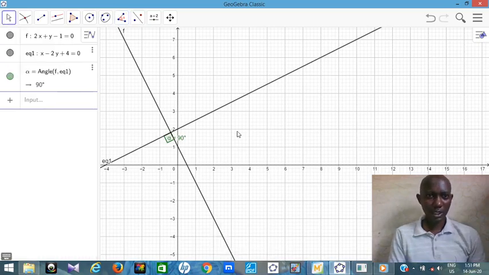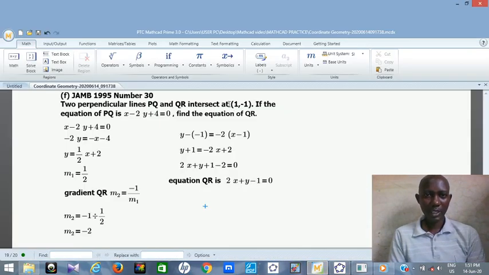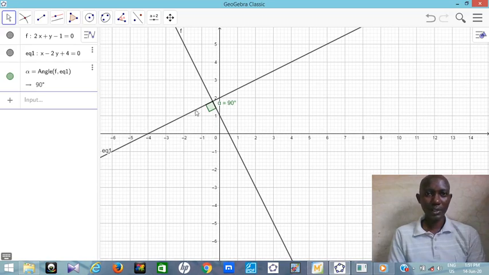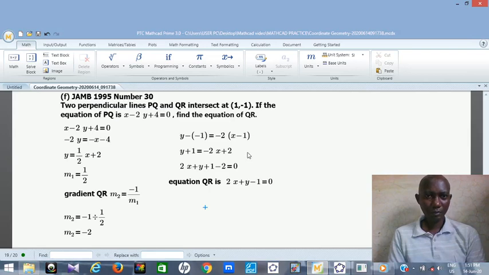But the question says they intercept at 1 comma minus 1. But they didn't intercept. This is where they're supposed to intercept, when x is 1, y is minus 1. They didn't intercept in this place, but they meet at 90 degrees. That means there's something wrong with the question. Normally I told you that in intersecting lines, when you solve the two equations, you are supposed to get this answer.